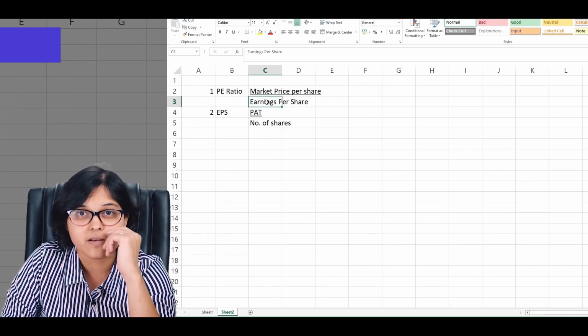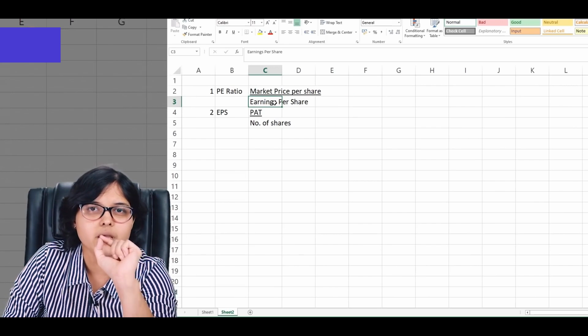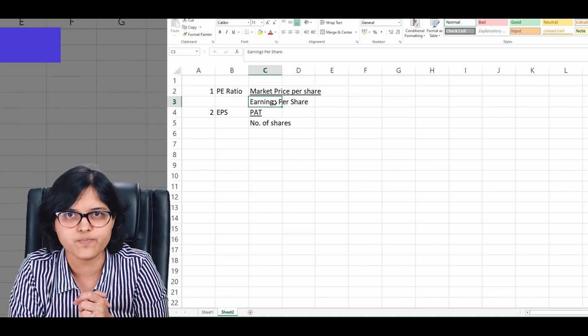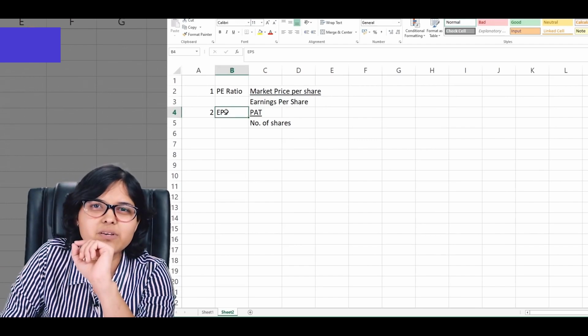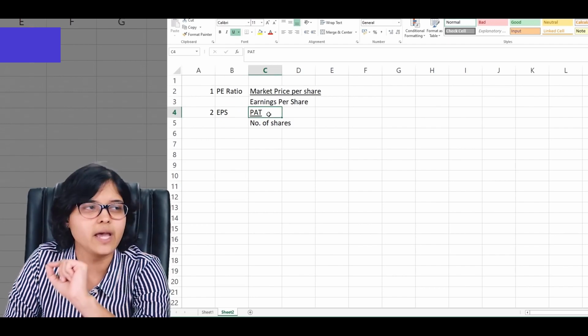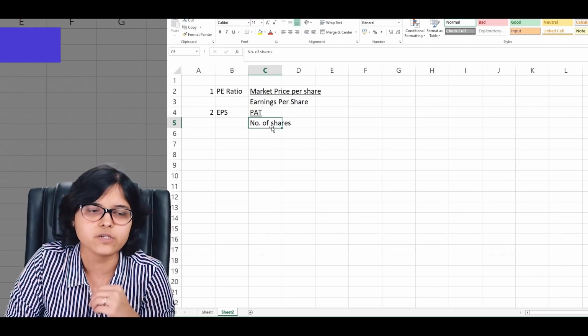Second one is earning per share. Earning per share is something which we will have to calculate first and then we can put it in this ratio. How to calculate earning per share? It's very simple. It's calculated as PAT, which is nothing but profit after tax, and then we divide it by the total number of shares.